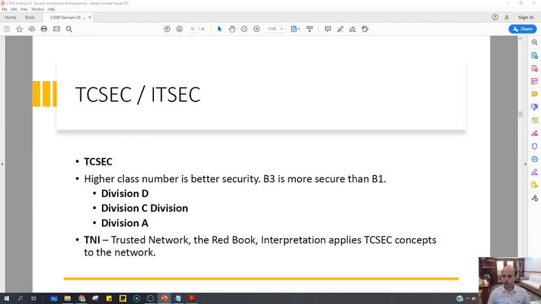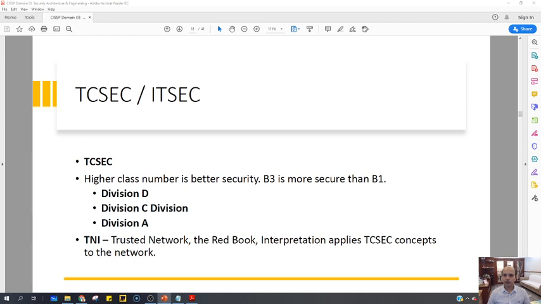I have given some divisions here, division of class A, B, C and D. Class A means verified protection, it means the whole design is verified, if it is A1. If it is division B, that is mandatory protection. If it is B1, it is labeled security protection. B2, structured protection. B3, only security domains are verified to be protected, as a mandatory protection mechanism. And if it is division C, then it is discretionary security, where C1 means discretionary security protection only, but in C2 it is controlled access protection. And if it is D, then the particular object has minimum protection, right?